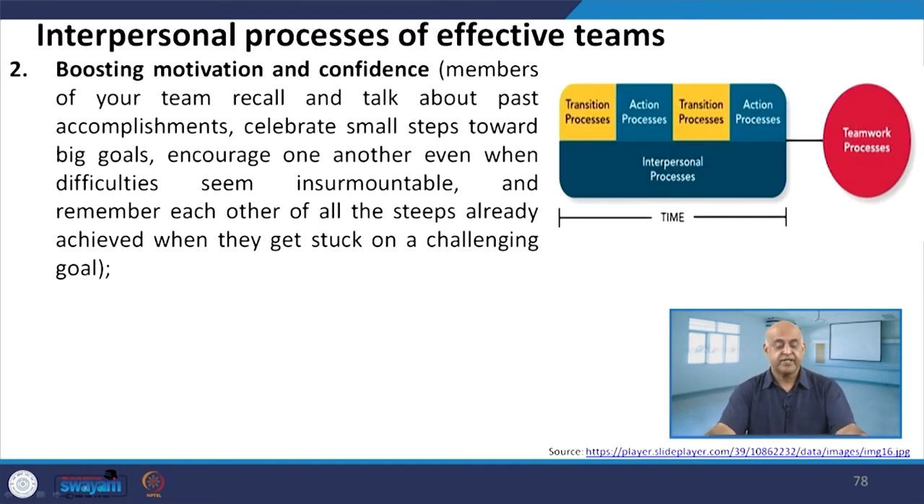Boosting motivation and confidence. Members of your team recall and talk about past accomplishments, celebrate small steps towards big goals, encourage one another even when difficulties seem insurmountable, and remind each other of all the steps already achieved when they get stuck on a challenging goal. So here, that is confidence and motivation. For a quite big goal, encourage one another even when difficulties seem insurmountable, then definitely all the steps needed to be achieved for this particular purpose.